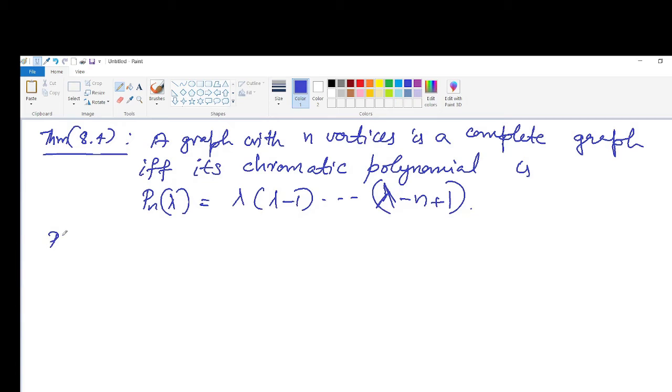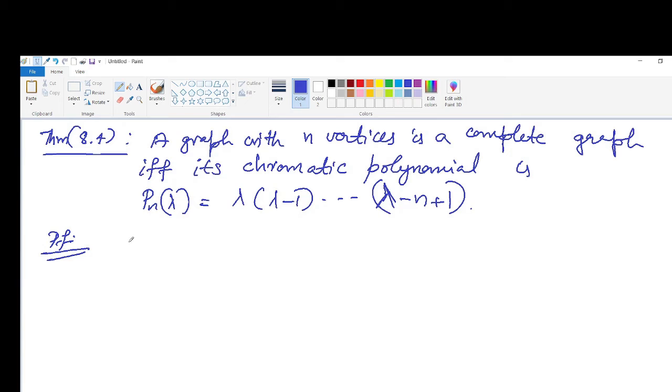Now let us move to the proof. A graph with n vertices is a complete graph if and only if its chromatic polynomial is the product lambda into lambda minus 1 into etc. into lambda minus n plus 1. So here we are considering lambda colors. With lambda colors, there are lambda different ways of coloring any selected vertex of a graph.